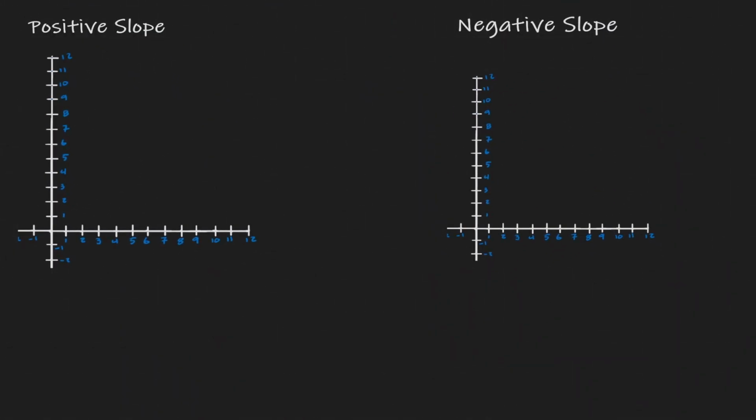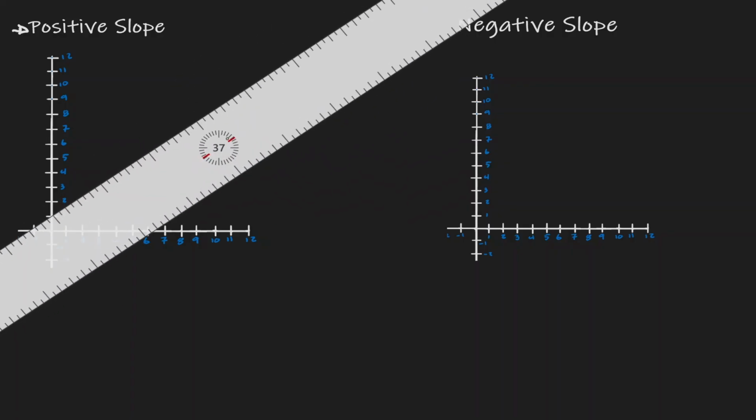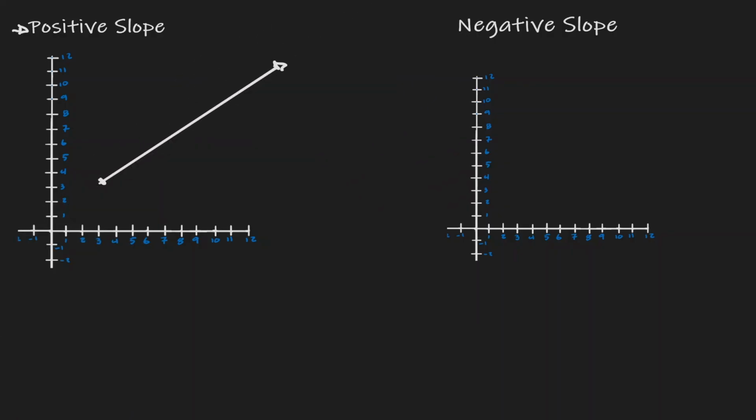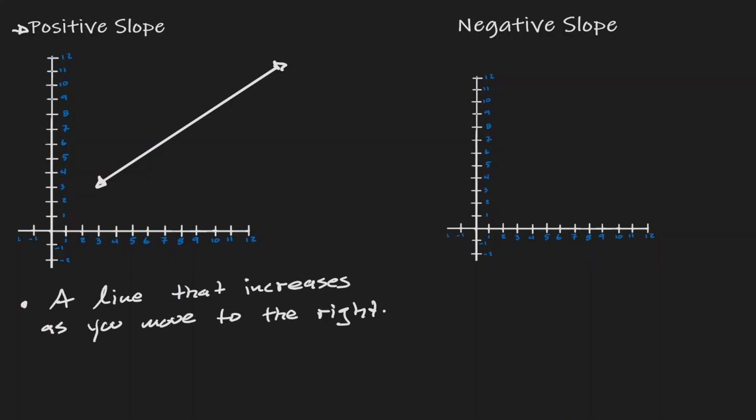Now, it is worth noticing that there are two common types of slopes. We have positive slopes and we have negative slopes. A line with a positive slope is any line that is increasing as you move to the right. Well, why is that? Well, let's choose 2 points in this line. Let's choose this point that we have here, and let's choose this point that we have here.